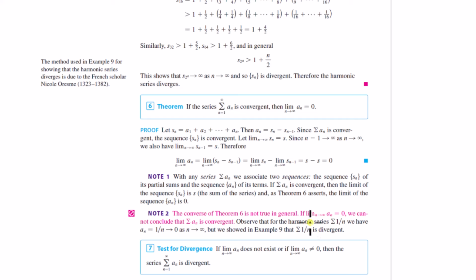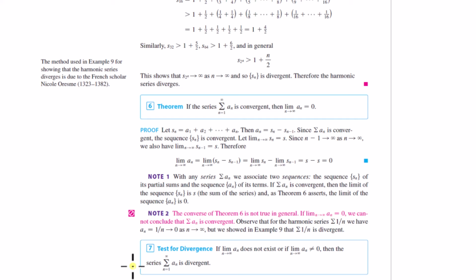Observe that for the harmonic series that we just did. That's one of the main reasons they wanted to show it. The sequence of the harmonic series is convergent and it converges to 0, right? The sequence 1 over n converges to 0, but we just showed that the corresponding series is divergent. All right, so now they give a test for divergence.